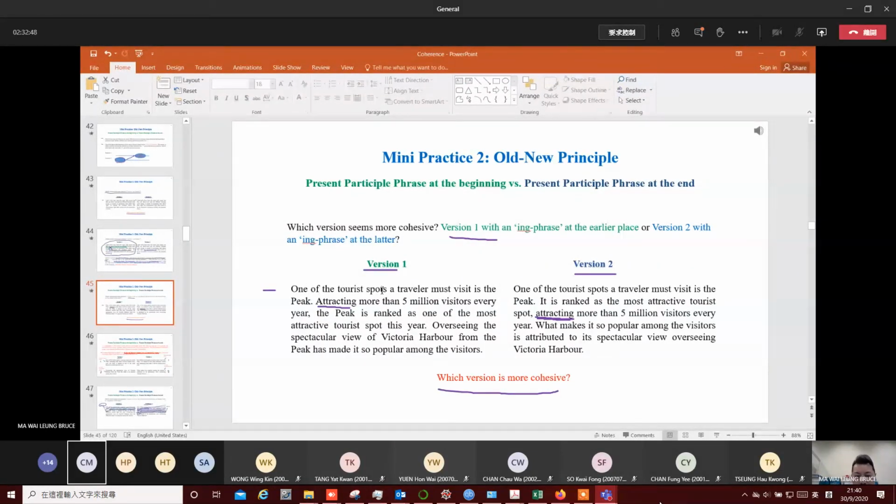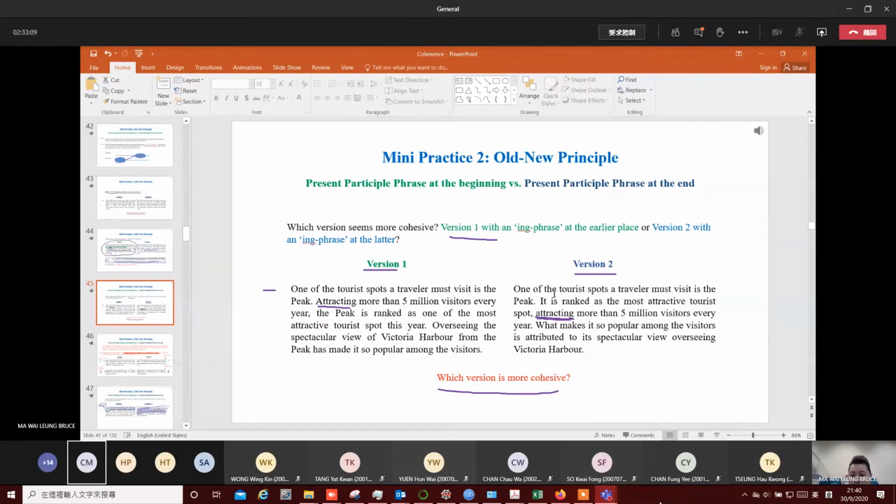One of the tourist spots a traveler must visit is the Peak. Attracting more than 5 million visitors every year, the Peak is ranked as the most attractive tourist spot this year. Overseeing the spectacular view of Victoria Harbour from the Peak has made it so popular among visitors. This is version 1. How about version 2?